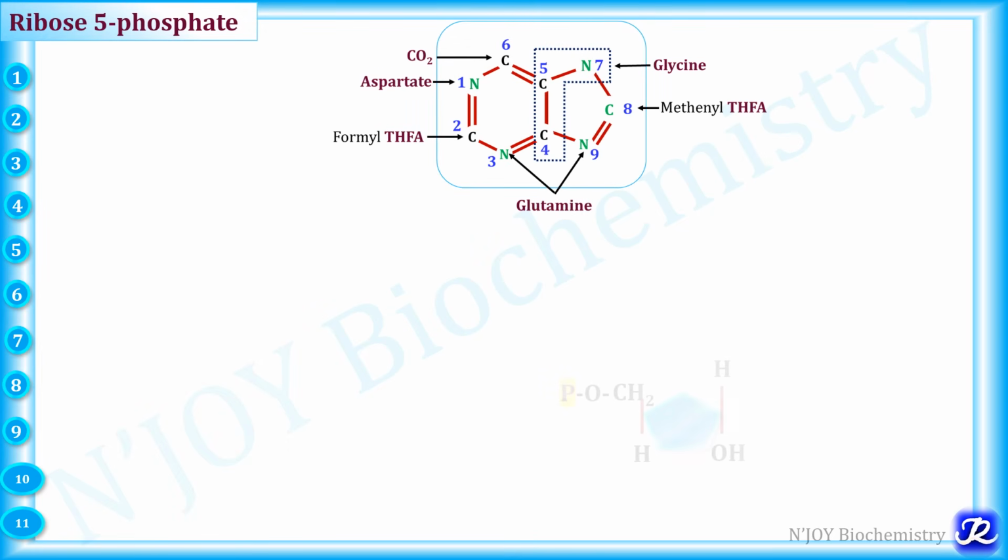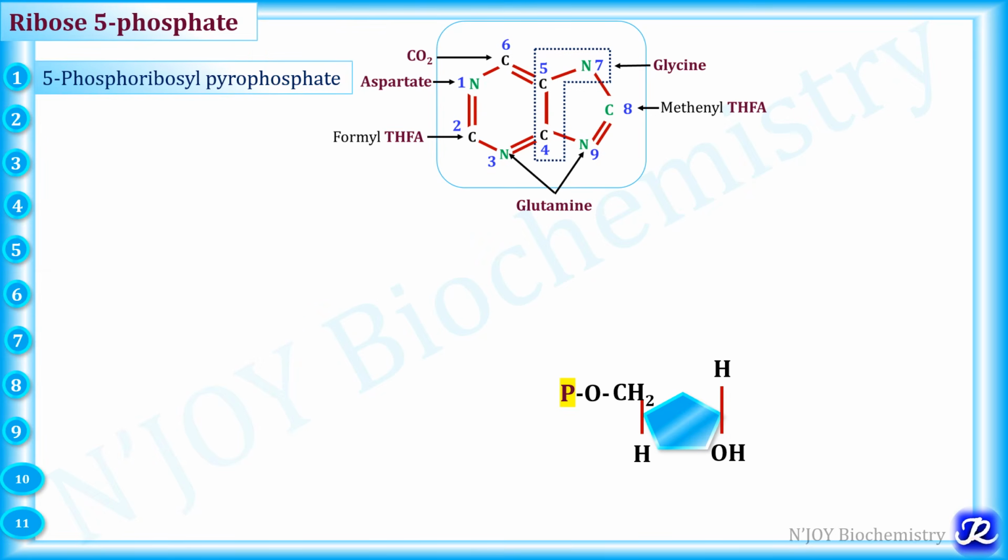In the first step, there is formation of phosphoribosyl pyrophosphate. ATP is the phosphate donor here. The second step, glutamine is the nitrogen donor, that is the amide group is donated by glutamine, which is responsible for the contribution of nitrogen present at number 9, and there is formation of phosphoribosylamine.